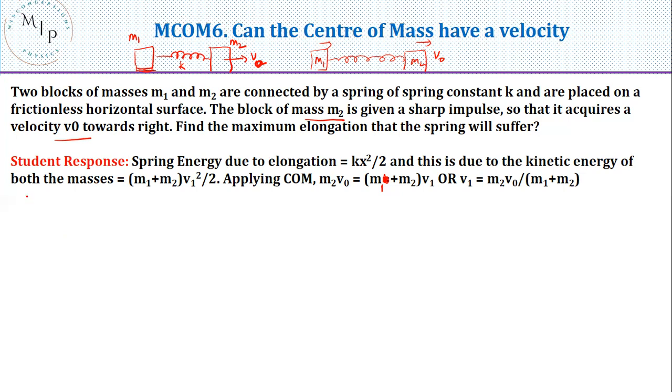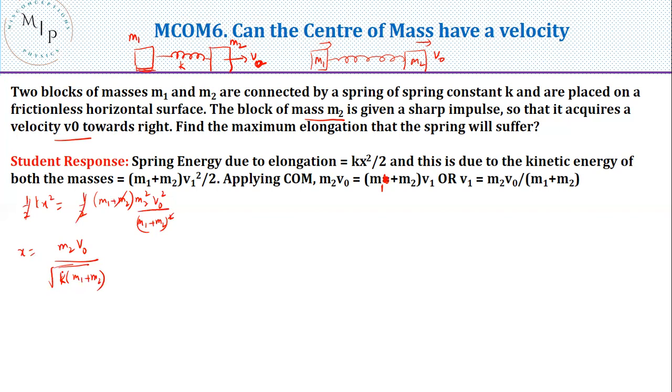I will write half kx square is equal to half into M1 plus M2 into, instead of V1, I'll write this as M2 square V0 square divided by M1 plus M2 the whole square. Then this half also goes away. So I get the value of x to be equal to M2 V0 divided by square root of k into M1 plus M2. This is the expression I get.